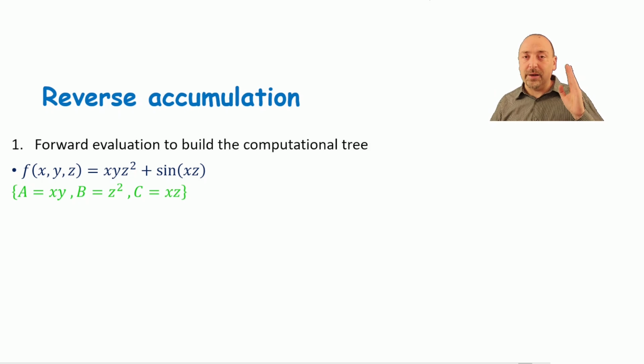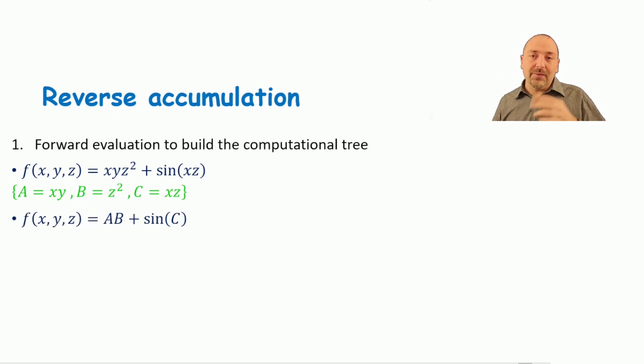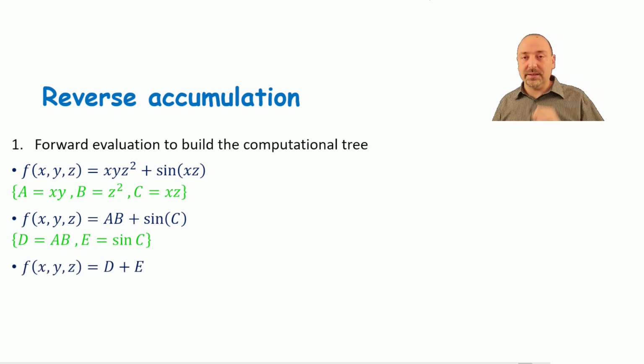We introduce auxiliary variables, which I call capital A, capital B, capital C. So A is xy, B is z squared, and C is xz, simple products. So we can rewrite the function as A times B plus sine of C. Next, we do the next evaluation, introducing new auxiliary variables to make a small step. We introduce D, the product A times B, and E, the sine of C. So now the function is just D plus E.